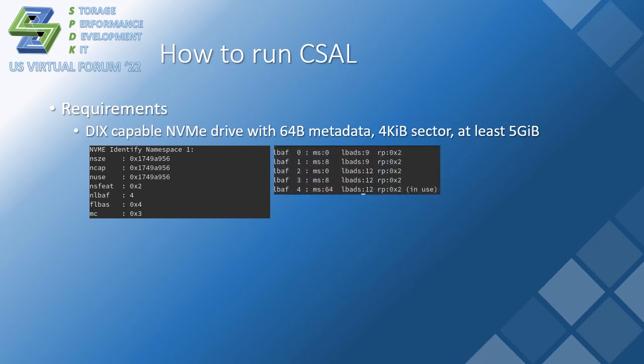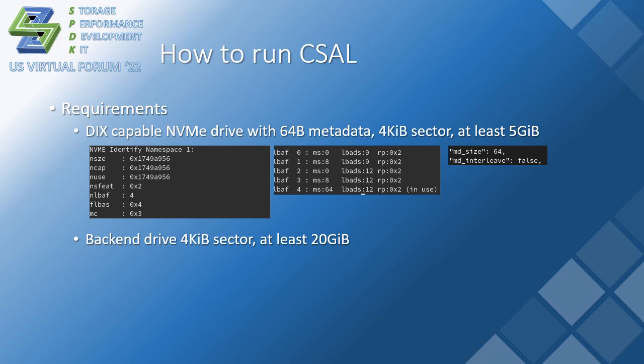Then we need to format it in the correct LBA format. Over here we can see that we have picked the 64-byte metadata size and the 4 kilobyte block size. And last, when we actually look at the output from get_bdevs in SPDK, you can see that the MD size is indeed 64 bytes and it's not interleaved, meaning that the drive was formatted correctly.